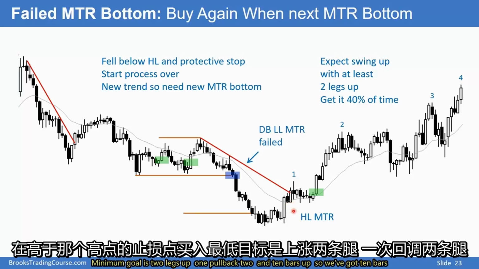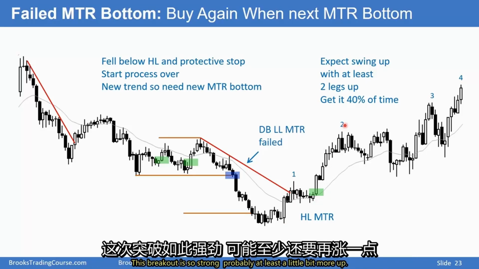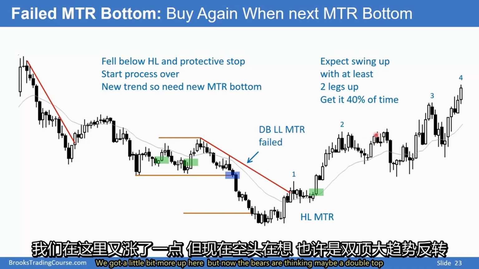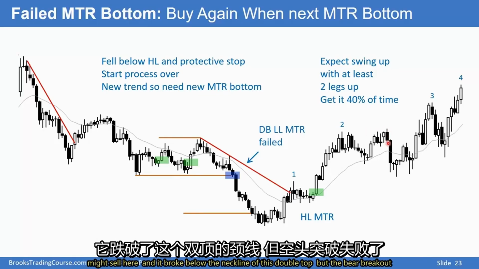Minimum goal is 2 legs up, 1 pullback 2, and 10 bars up. So we got 10 bars and 2 legs. Minimum goal. This breakout is so strong, probably at least a little bit more up. We got a little bit more up here, but now the bears are thinking maybe a double top major trend reversal. Bull trend, bear breakout, double top, slightly higher high. And bears might sell here.